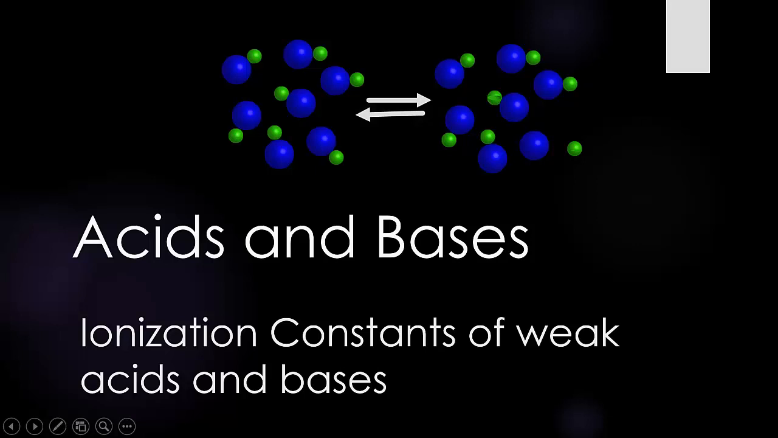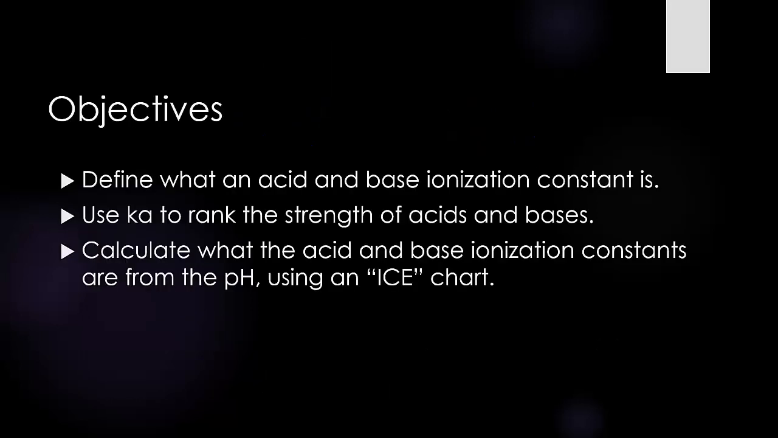Acids and bases, ionization constants of weak acids and bases. In this video, we will do a quick reminder of what weak acids and bases are, and then take this a bit further to learn what an acid and base ionization constant is and how to use it to tell the strength of an acid or base. We'll then do a calculation using pH to determine an acid's Ka.